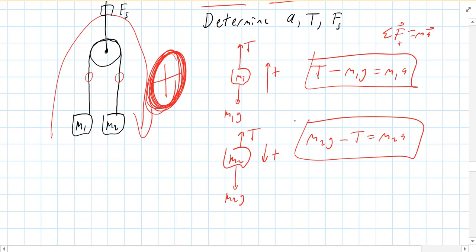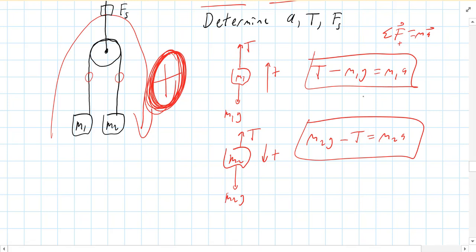Now, there's a third object, the pulley, and we're going to draw an FBD of that shortly. But I'm going to start by working with these 2 equations here. So what I typically do on a problem like this is I tell students to add the equations together.